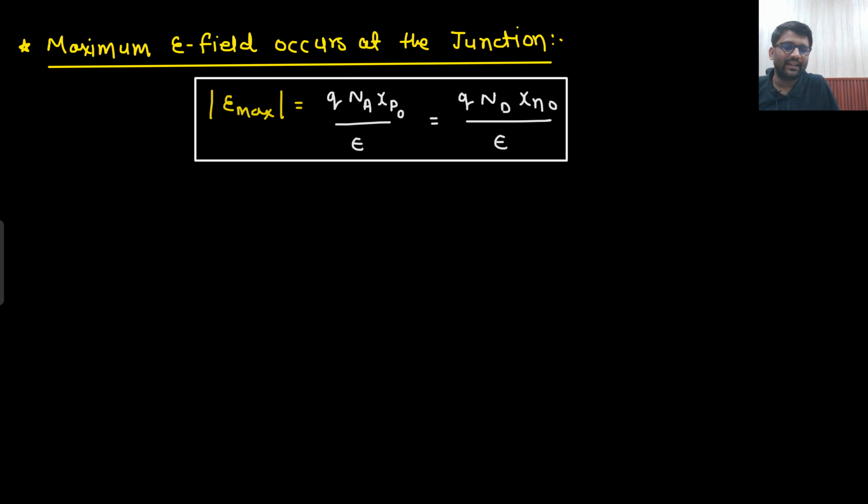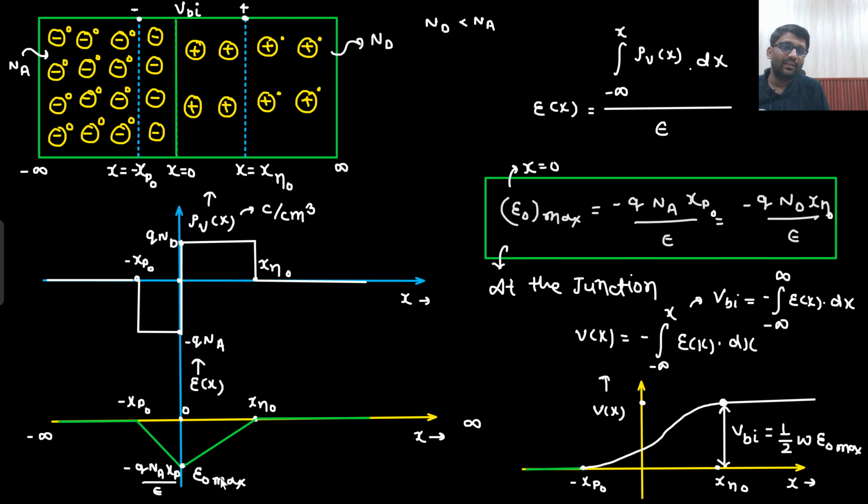So maximum electric field they are asking, which is occurring at the junction. They may ask the electric field here as well. Anywhere they can ask the electric field. We will solve all these electric fields with respect to the particular question. But maximum electric field should be stuck in my mind. What would that be? Sir, Q Na xp divided by epsilon.